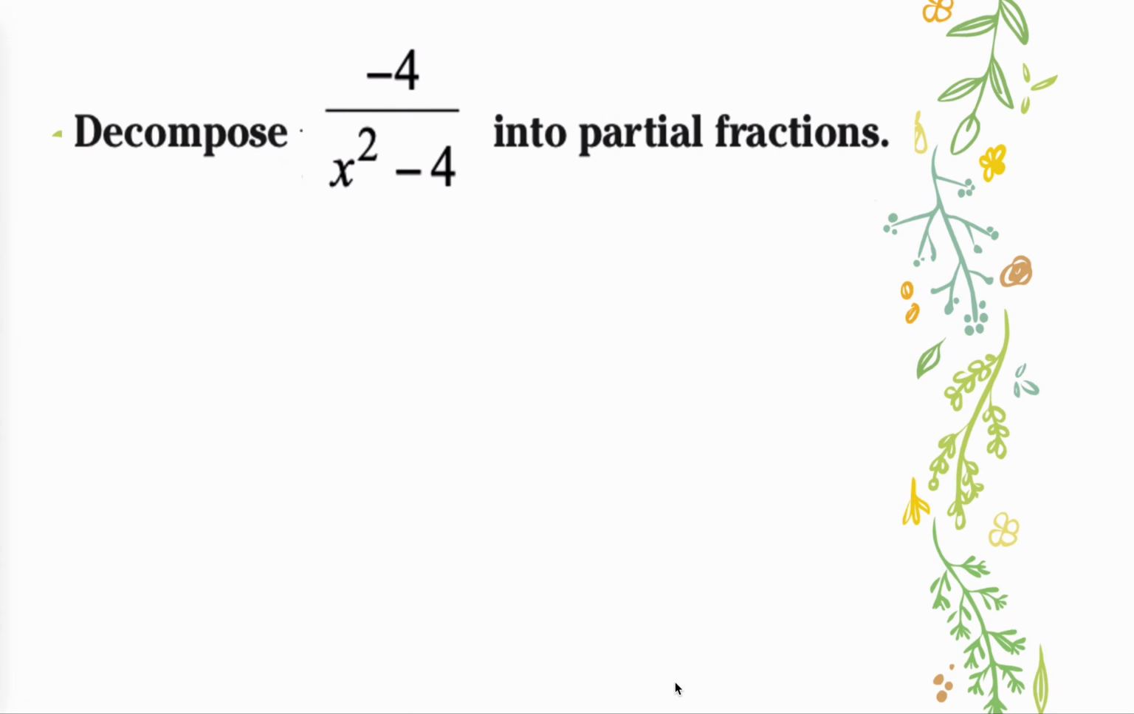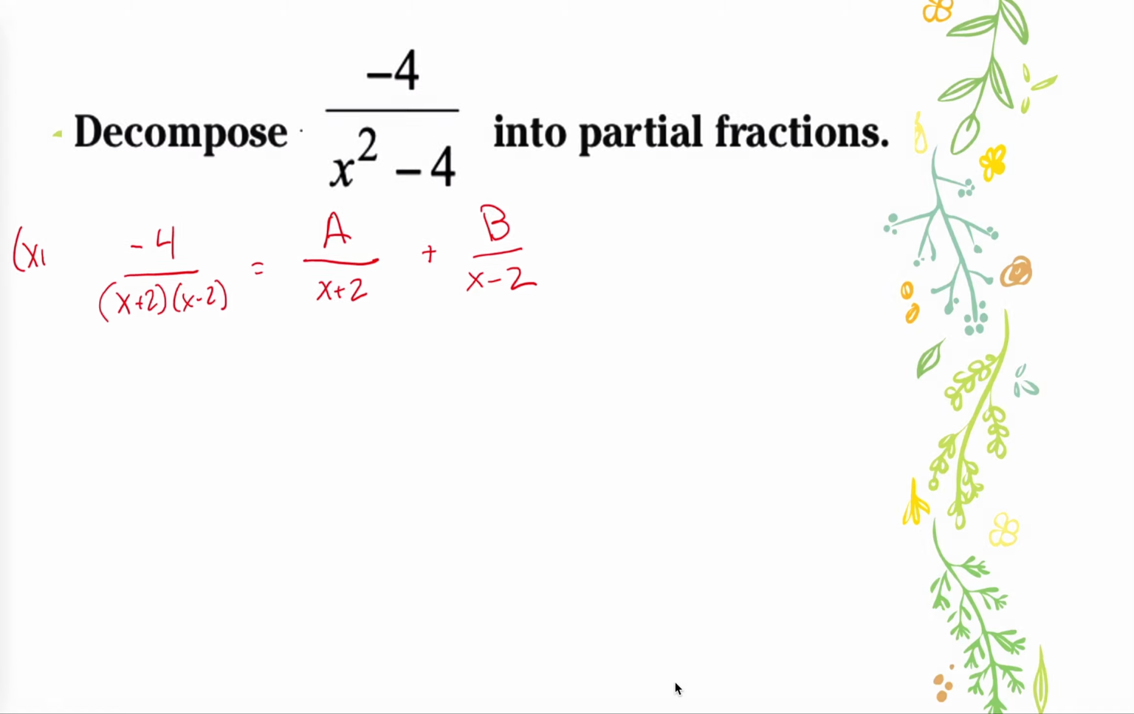One more time. Decompose -4/(x² - 4) into partial fractions. So we factor the denominator. It should factor into (x + 2)(x - 2). Make that the sum of two fractions, a/(x + 2) and b/(x - 2).